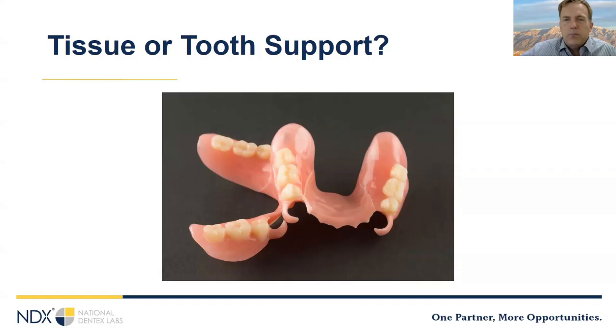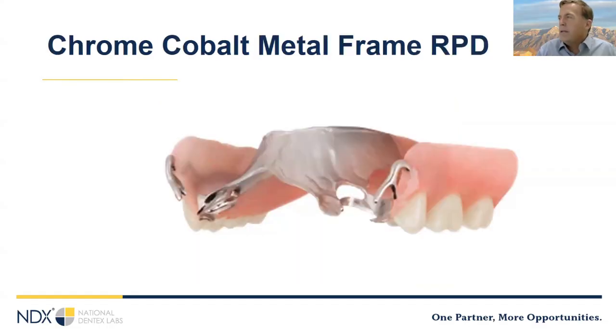So what are some options for partials? Chrome cobalt metal frame partial. Now, I get that this has been around since the 1920s, and you're like, well, okay, why are we even talking about this? There's a lot of good stuff about it.